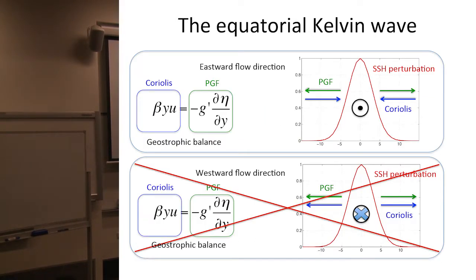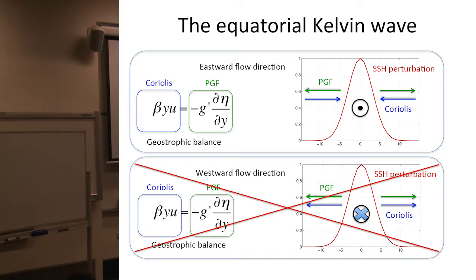So you can get this anyway from the solutions that I've plotted on the previous page, but just thinking about this, we have a sea surface height perturbation on the equator. So you've got the southern hemisphere on the left, and a flow out of the page means flow going from east to west, and a flow into the page means this is going from west to east, and this is going from east to west.